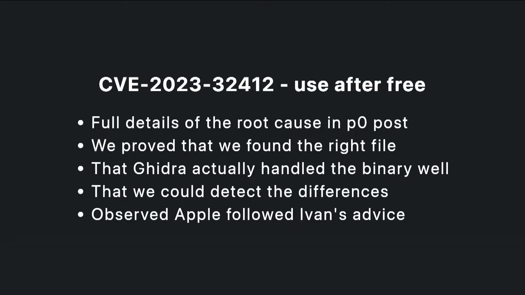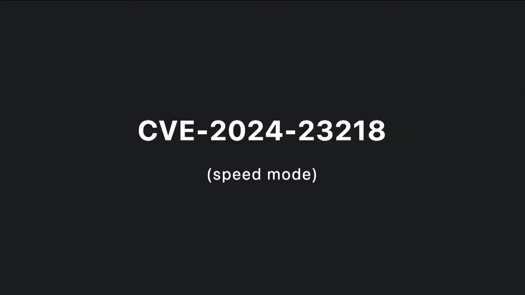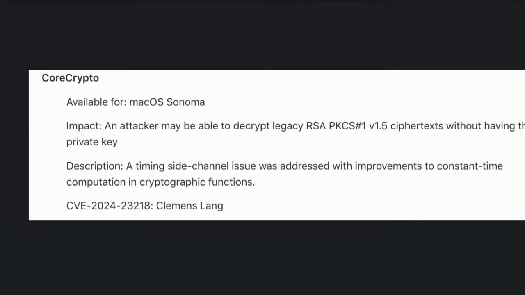Those symbol names were there. It's pretty easy to read. And we could detect the differences, and they followed Apple's advice. So let's keep going. We're going to go a little bit faster because we're getting low on time. All right, this is a core crypto issue. A timing side channel issue was addressed with this CVE.